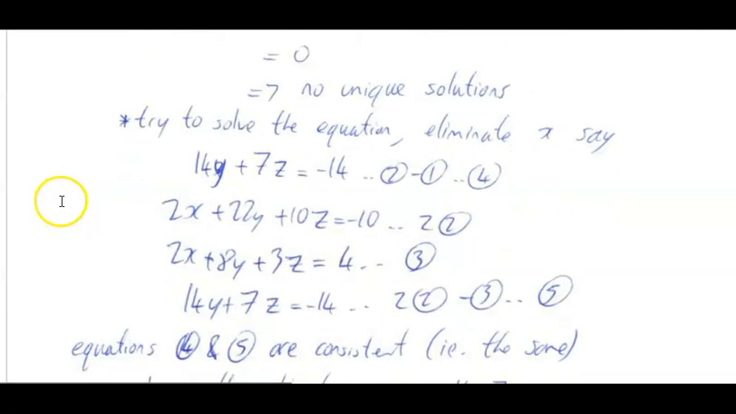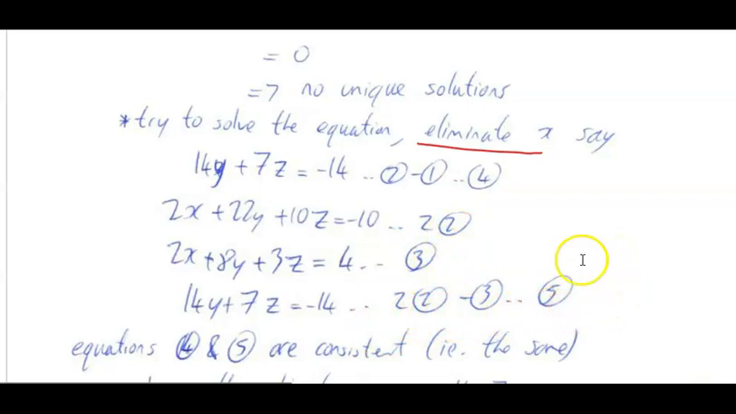So 3 equations, 3 unknowns. I'm going to say we want to eliminate x. Now if I was doing this in an exam, I'd abbreviate that to just say elim x. So we do that. If you do equation 2 minus equation 1, my new improved equation is equation 4. And then I do 2 times my equation 2 minus equation 3, that gets me equation 5.